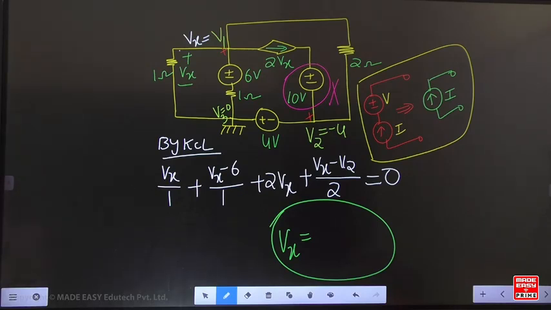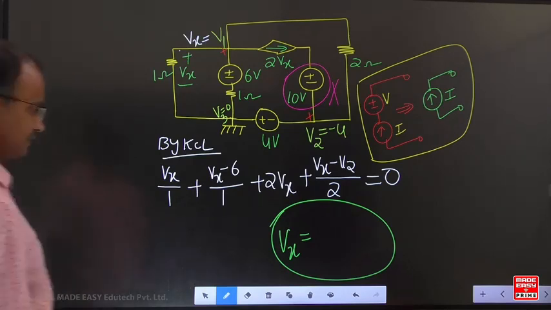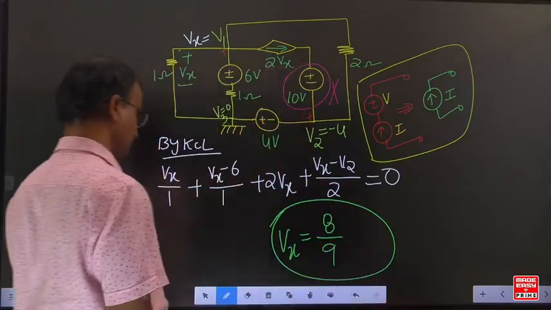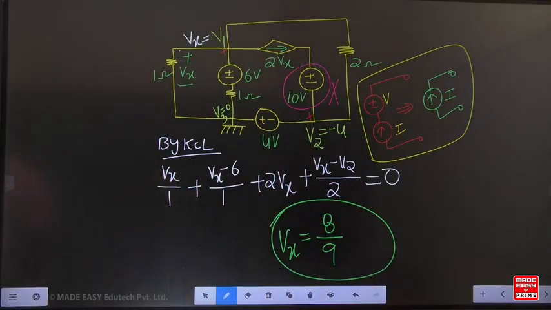Find Vx value. Yes, Vikas Kumar, with respect to ground, it is always positive. Check करो. Many students are saying 8/9. Check करो जी, is it correct? Many students are saying 8/9.